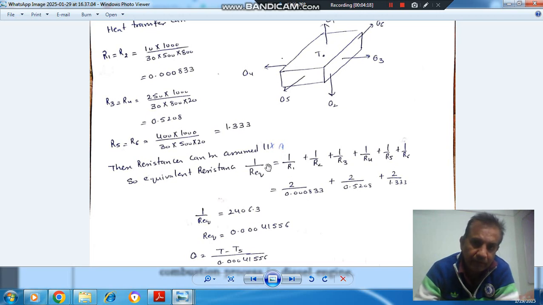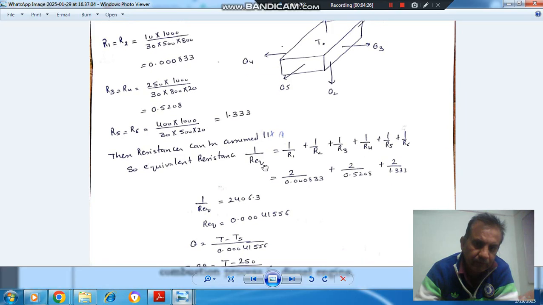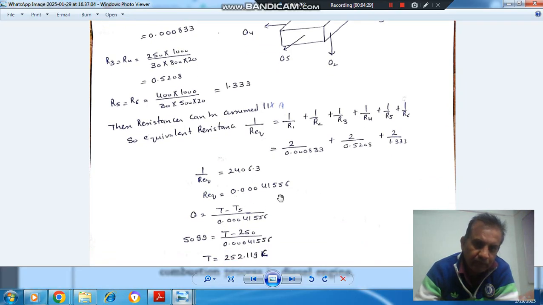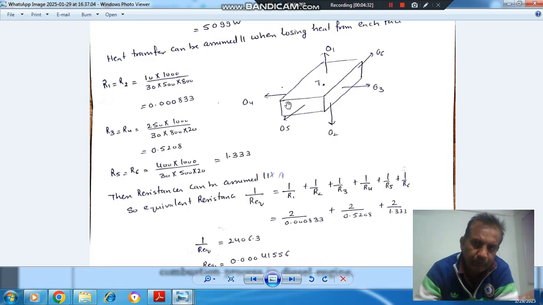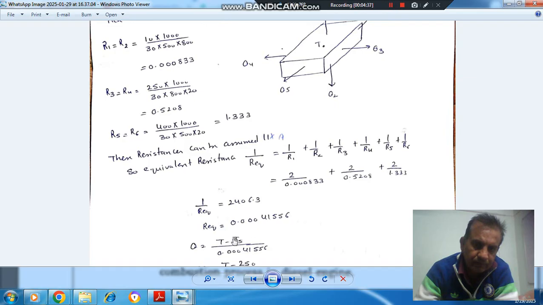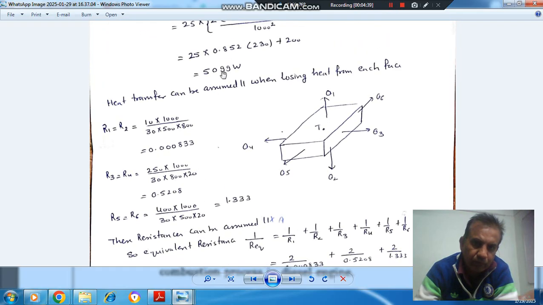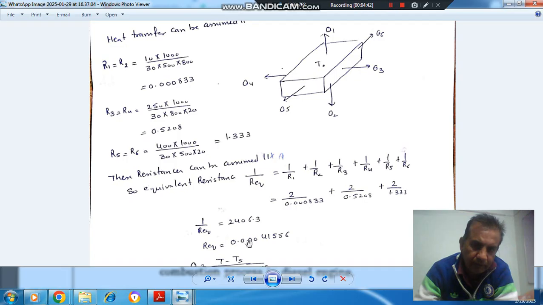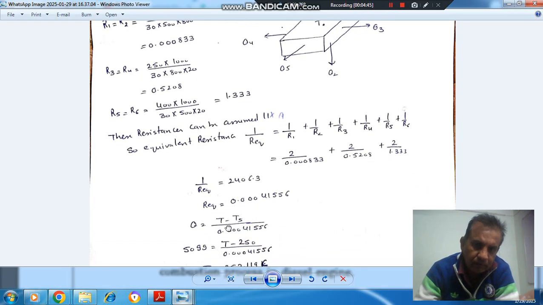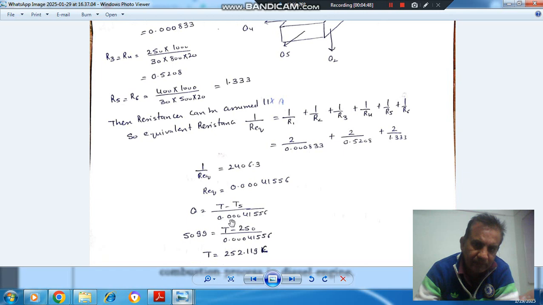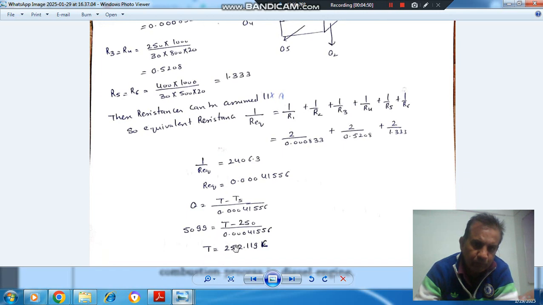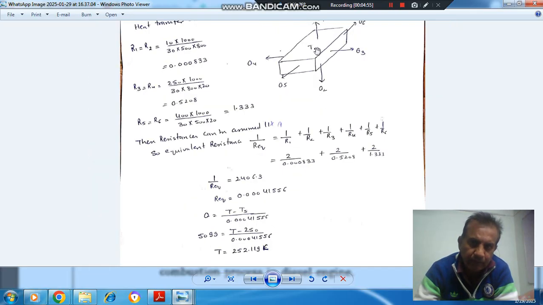For parallel, the equivalent resistance is given by 1 by R1 plus 1 by R2 plus 1 by R3 plus 1 by R4 plus 1 by R5 plus 1 by R6 is equal to 1 by R equivalent. From this we can find out R equivalent. T is your midpoint temperature, Ts is the surface temperature, and this is the conduction resistance. The heat transfer we have calculated is 5099 watt from all the surfaces, and these are the resistances from all the surfaces. So heat transfer is Q equals (T minus Ts) by resistance. So T comes out as 252.119 degrees Celsius. That is the midpoint temperature.